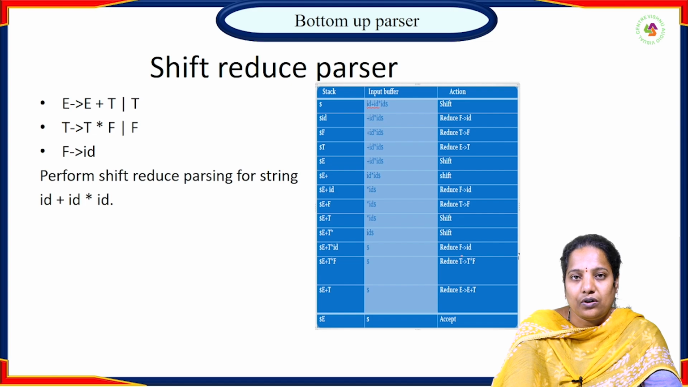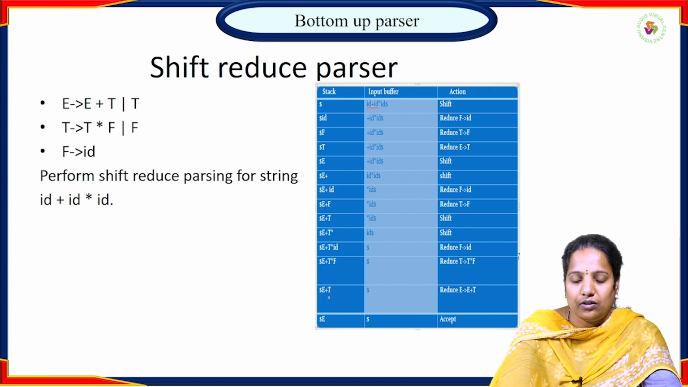Once again, we need to repeat the previous reduce action, that is F tends to ID. Because ID is a handle, we need to reduce by using the production F tends to ID. Then once again, whenever we observe the top of the stack, we have T star F. T star F is also a handle. For the production T tends to T star F, T star F will be reduced to the left hand side non-terminal T.